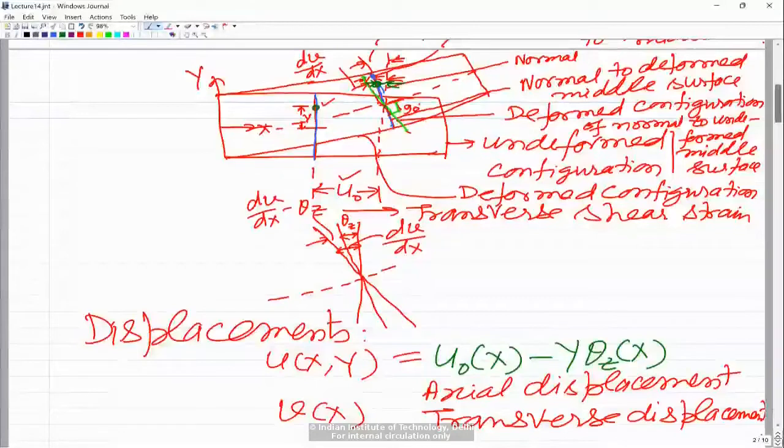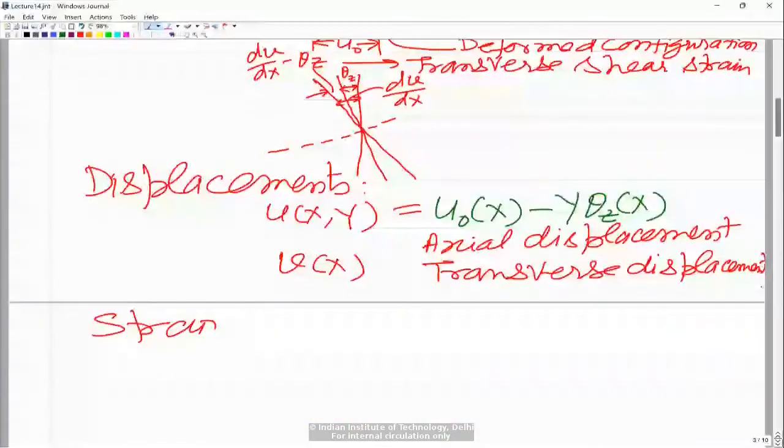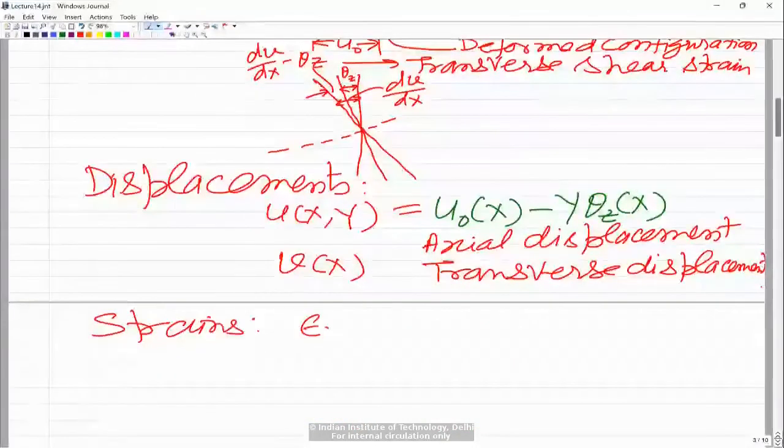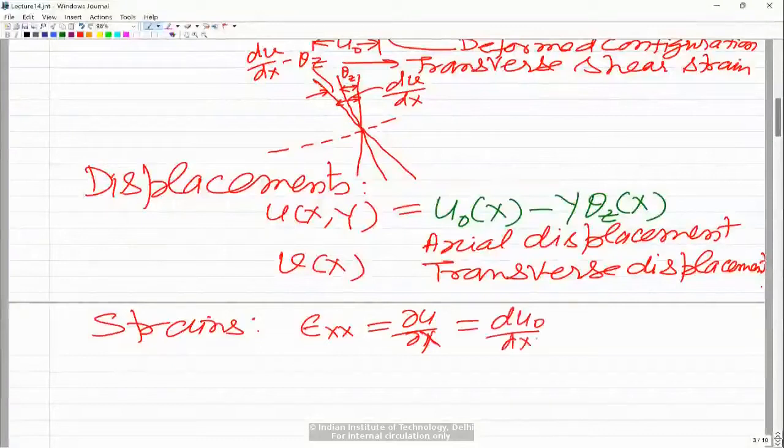Now once we have defined these displacements, we go to strains. The strain epsilon xx is del u by del x, which is basically du naught by dx minus, so you are just differentiating this with respect to x. This u is a function of x and y, that is why I'm putting a partial derivative. But when you go here, this is a function of only x, so I'm putting a total derivative: minus y into d theta z by dx. So this is the normal strain along the x direction.